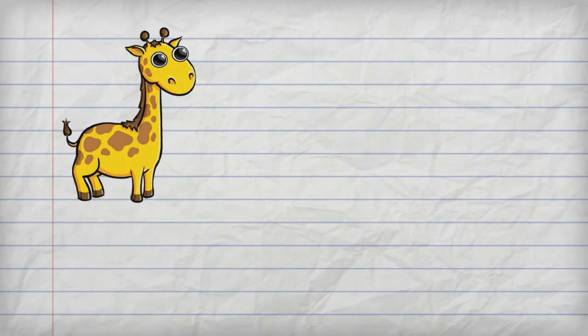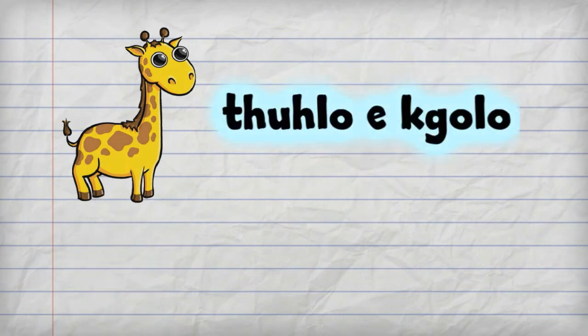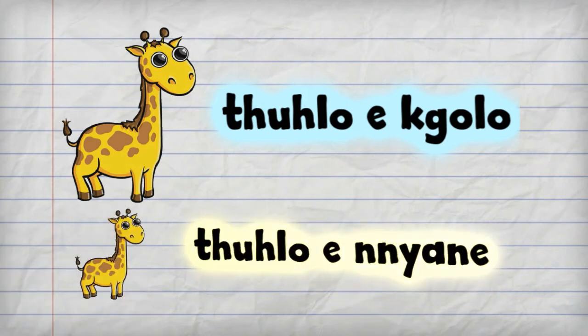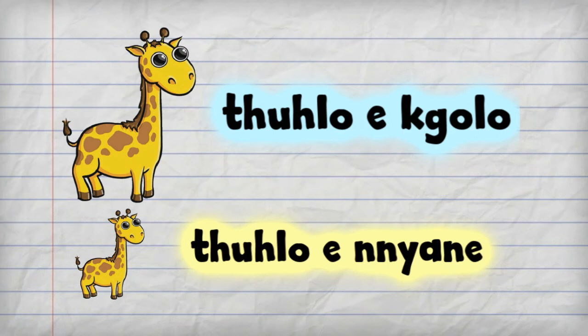So big giraffe would be tuhlo e kholo. And small giraffe would be tuhlo e nyane.